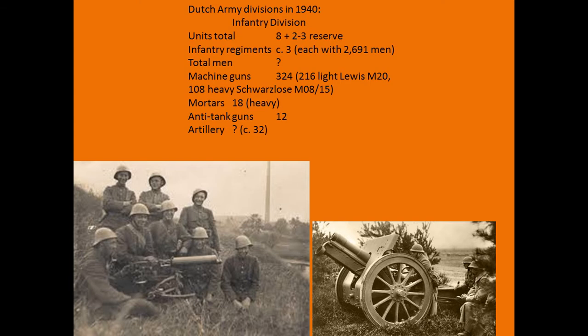There were eight Dutch Army divisions in 1940, plus two or three in reserve, with infantry regiments, three each, totaling roughly 280,000 men. There were 324 machine guns, 216 light Lewis M20 machine guns, 108 heavy Schwarzlose M.08 machine guns, 18 heavy mortars, 12 anti-tank guns, and a number of artillery pieces, maybe 12 to 24 guns, maybe up to 32. But it depends. The numbers differ in different sources.